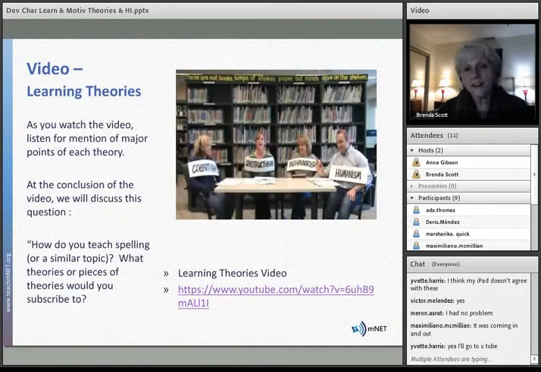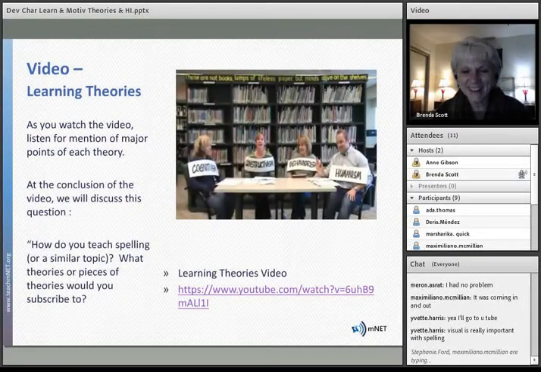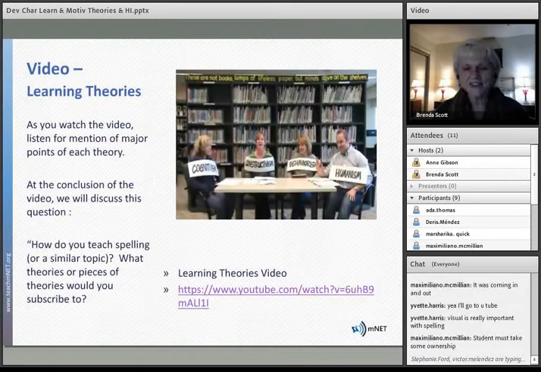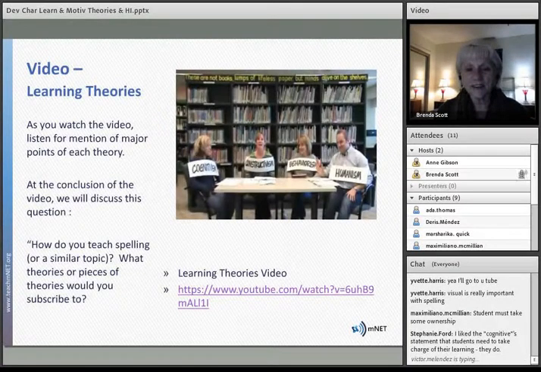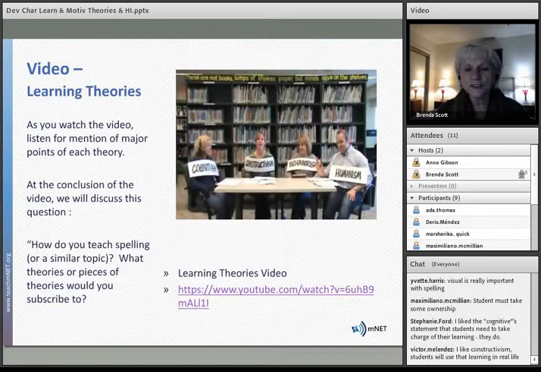I like the concept of the brain as an empty container. I thought that was kind of entertaining. I'm thinking, oh, if they're that empty, we're really in trouble. Yeah, the visual is important with spelling. Yeah, that's good. But the students got to take ownership. Good. Yes, they do. That concept of active involvement has to be there along with them as well. Stephanie said, like, cognitive statement that student needs to take charge of their learning. Yep.